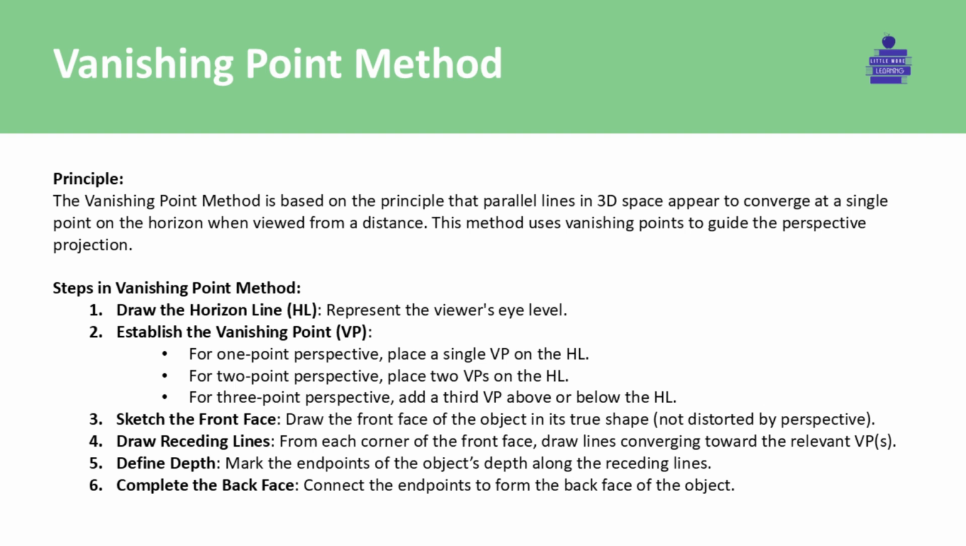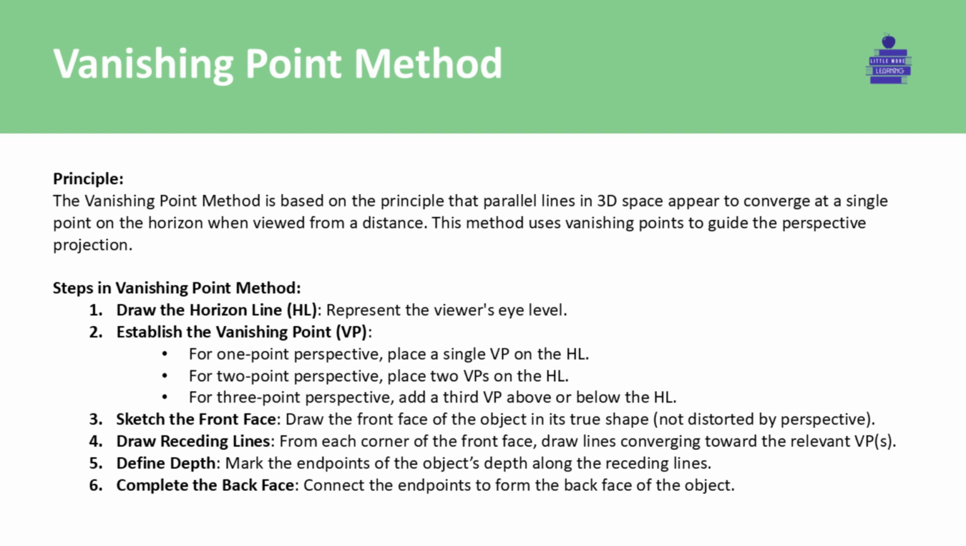Then, depending on whether you're creating a 1-point, 2-point, or 3-point perspective, you'll place your vanishing points along this horizon line. For instance, in a 1-point perspective, you might have a single vanishing point directly ahead, perfect for drawing a corridor. In 2-point perspective, you'd have 2 vanishing points on either side, ideal for showing the corner of a building.